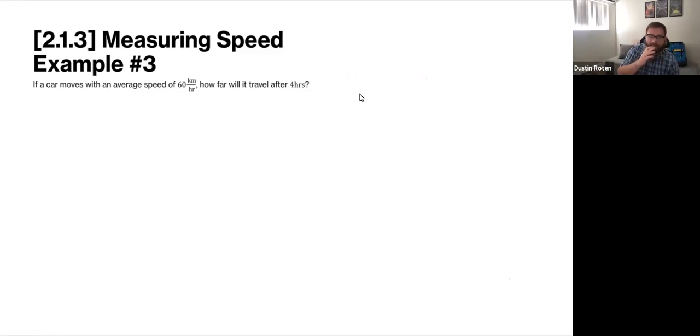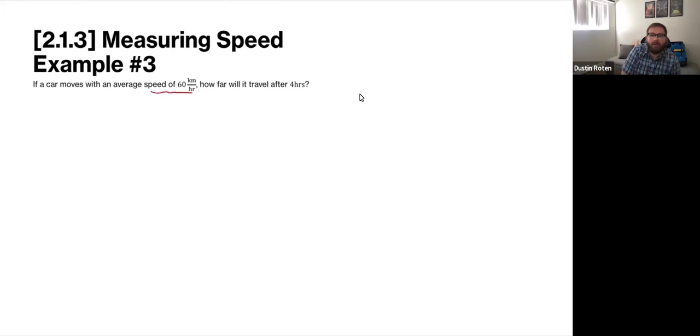So let's look at something a little more complicated. If a car moves with an average speed of 60 kilometers per hour, now we're actually given a speed. We don't have a distance or time. We have a velocity or a speed. If we know the speed, how far will it travel after 4 hours? So we do have a time. Now we need to figure out the distance.